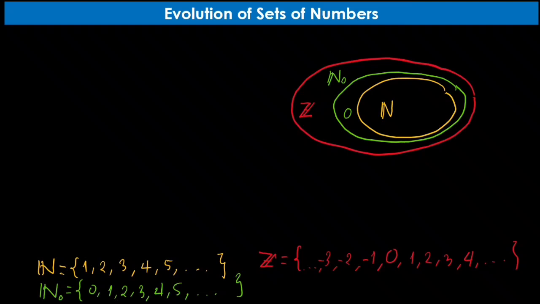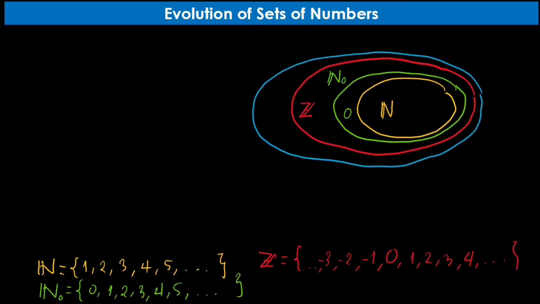Next, people started to discover the fraction of something. So this is now the set of fractions, which is called the rational numbers.